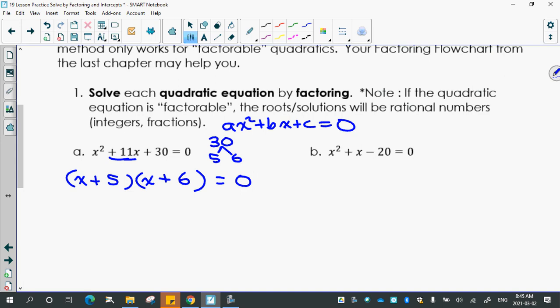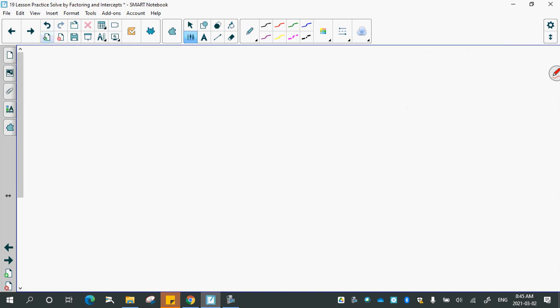Okay, so what I've done, just humor me for a minute here, is I've rewritten this from 3 terms adding to give me 0 to 2 different terms multiplying to give me 0. Okay, so x plus 5 multiplied by x plus 6 equals 0. Okay, so I've turned it into a times b equals 0.